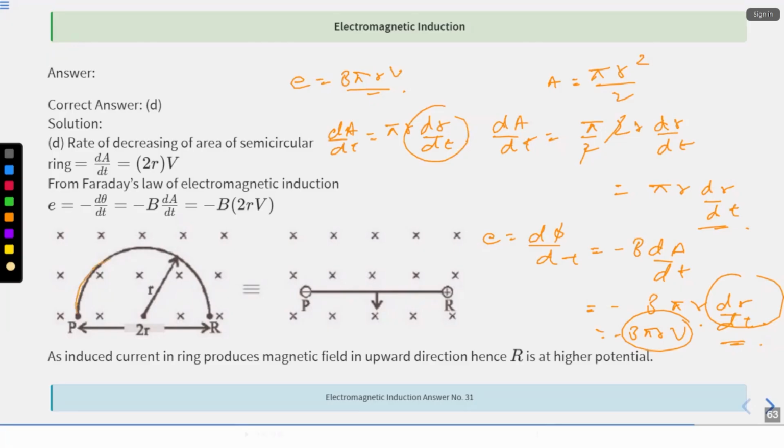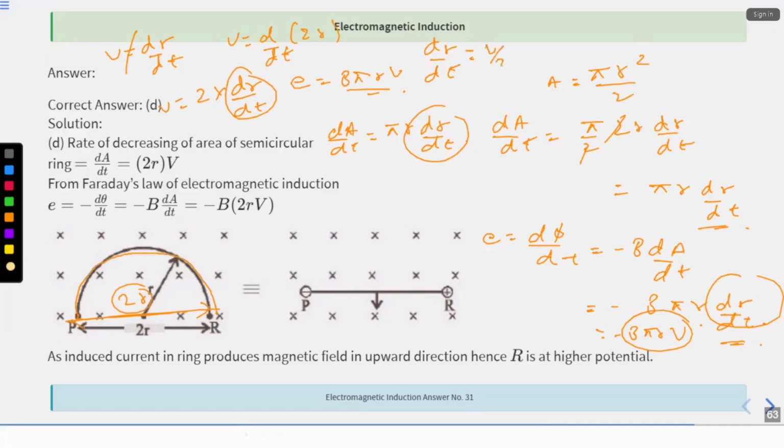If I replace this semicircular wire with a straight wire, then basically it would be 2r instead of r. So this v is not dr by dt. Please see this, I think we got it wrong here. Basically v is d by dt of 2r. So this 2 will come outside and we will be left with 2 times dr by dt. So dr by dt is given by v by 2 instead of v. So please put v by 2 here instead of v.